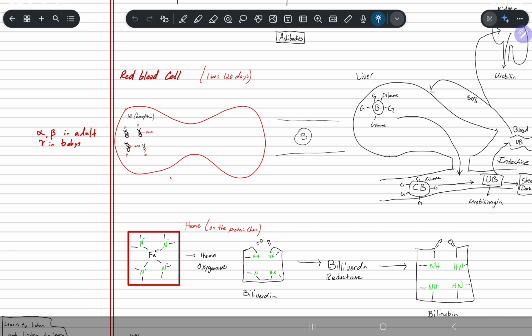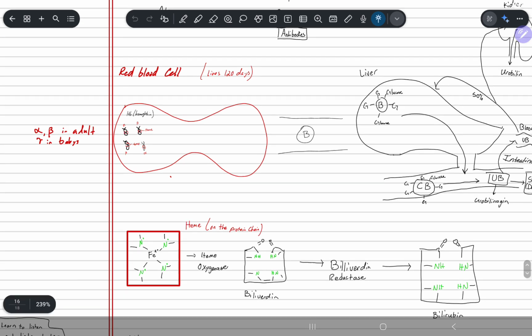What happens is the blood cells will go through that normally. Because they're flexible, they're able to weave their way through. But as they get older, they become stiff and they get caught up in the spleen. And when this happens, that's when they start to break down by the spleen.